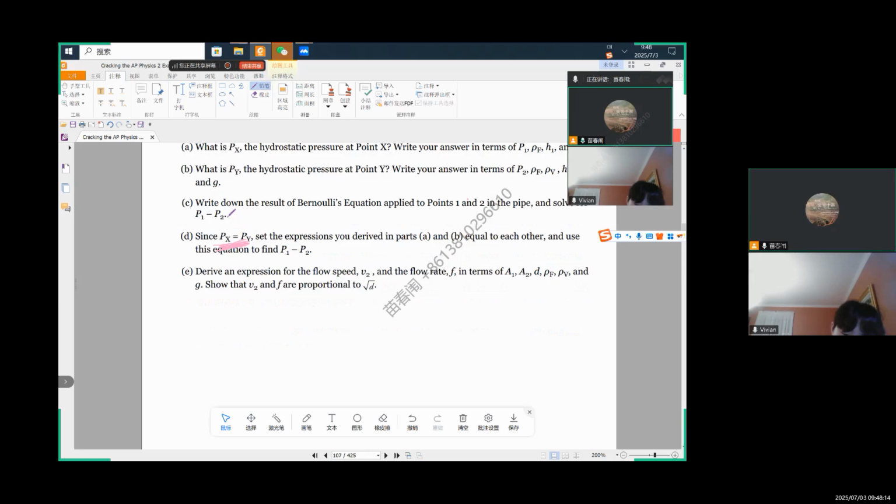E, derive an expression for the flow speed V2 and the flow speed F in terms of A1, A2, D, all this. So V2 and F are proportional to D. Yeah, this is basically when you find V2, right?